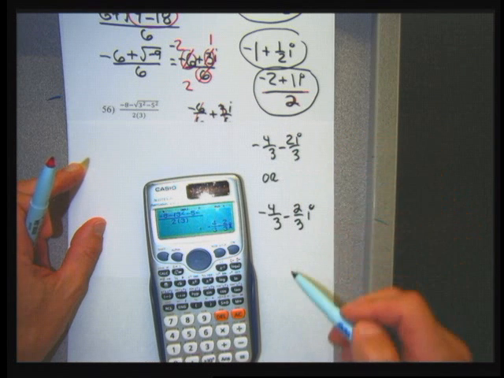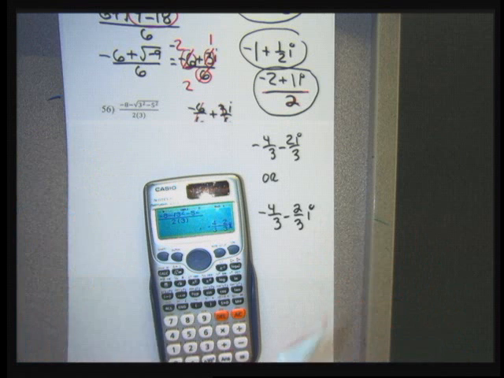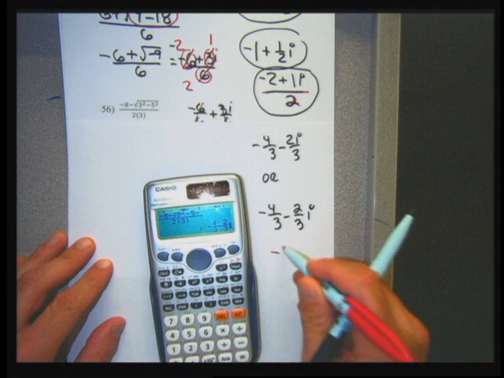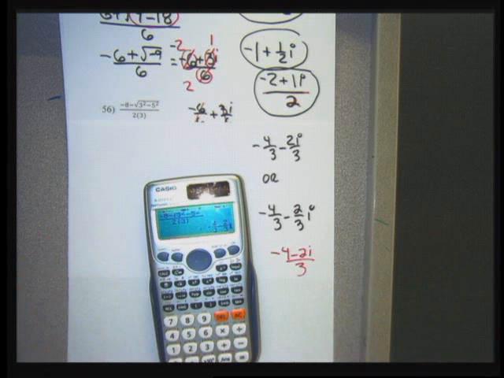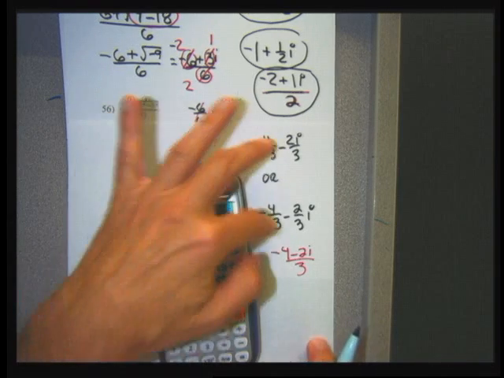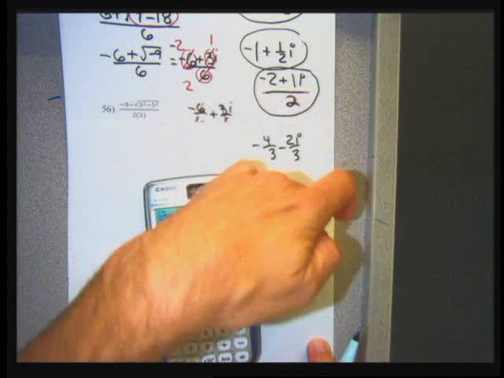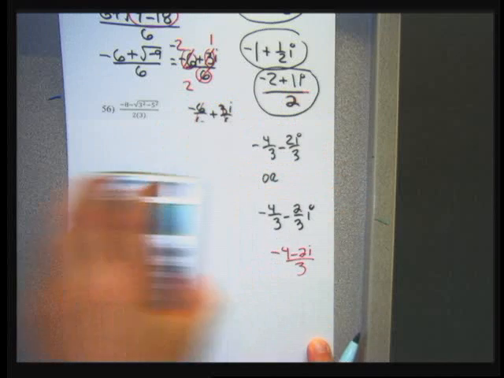When both the denominators are the same, I can tell you what my one fraction answer is. It's going to be negative 4 minus 2i over 3. That's what I'm going to get by hand. And I can only do that when the denominators are the same. When the denominators are different, I can't take my calculator's answer and back into a one fraction answer pretty quickly.